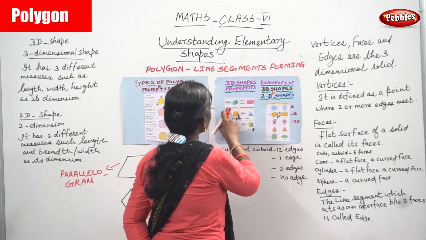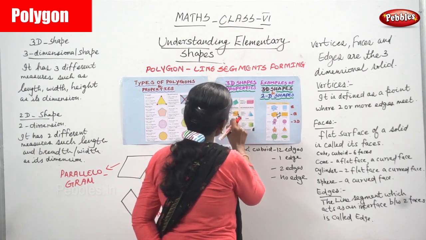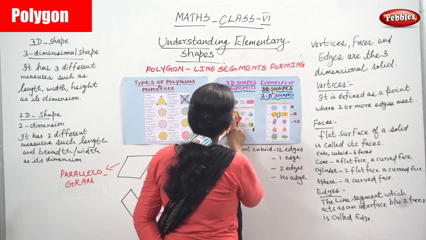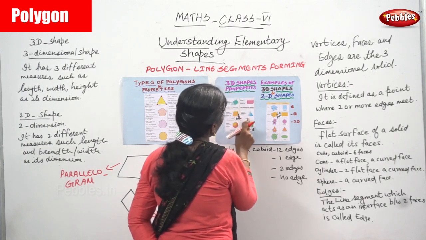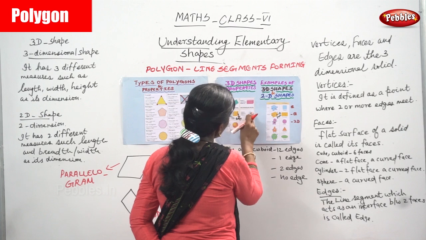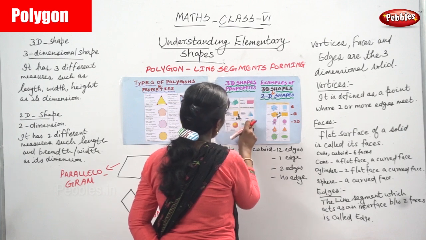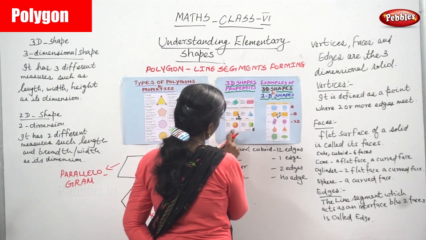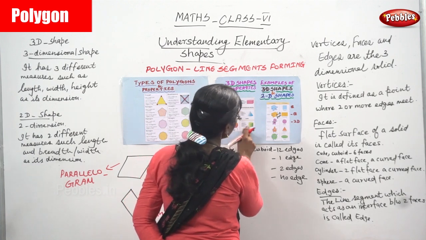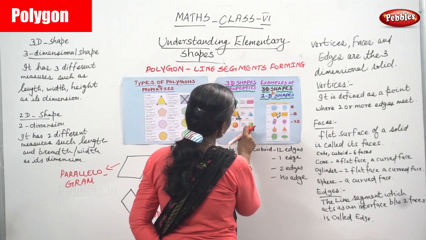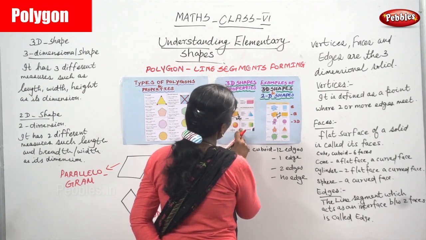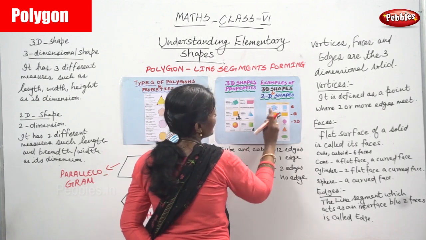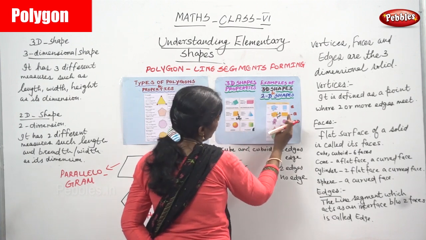And next is the cube, with faces 6, vertices 8, and edges 12. The cone has faces 2, vertices 1, and edges 1. The sphere has faces 1, vertices 0, and edges 0. The cylinder has faces 3, vertices 0, and edges 2. Now we are going to see examples of 3D and 2D shapes.